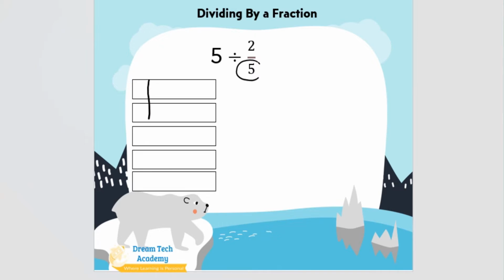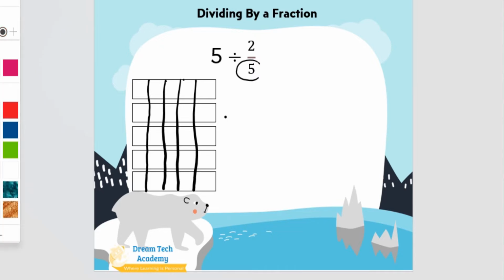Okay, so I'm going to just go down the line. So that's 1, 2, 3, 4 or 5 pieces. And again, because I'm hand drawing this, the lines are not perfect. So these are 5 equal pieces, okay? So now it says, how many 2/5 can I get out of 5 pieces? Well, how many 2/5 can I get out of one whole? So let's start there and see.